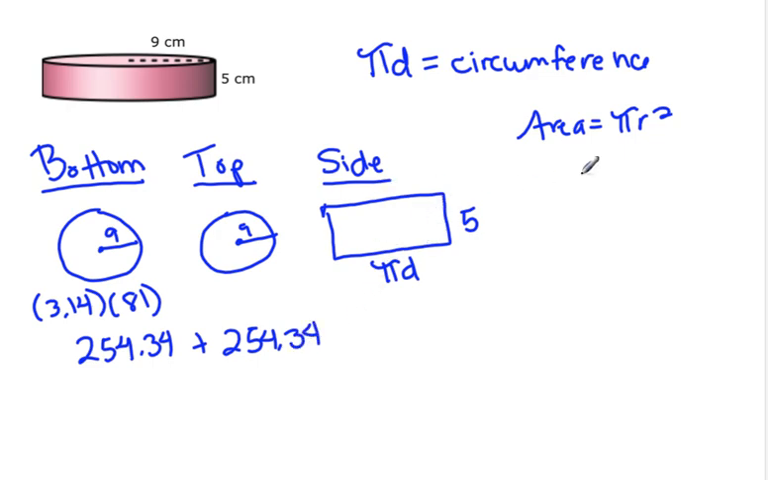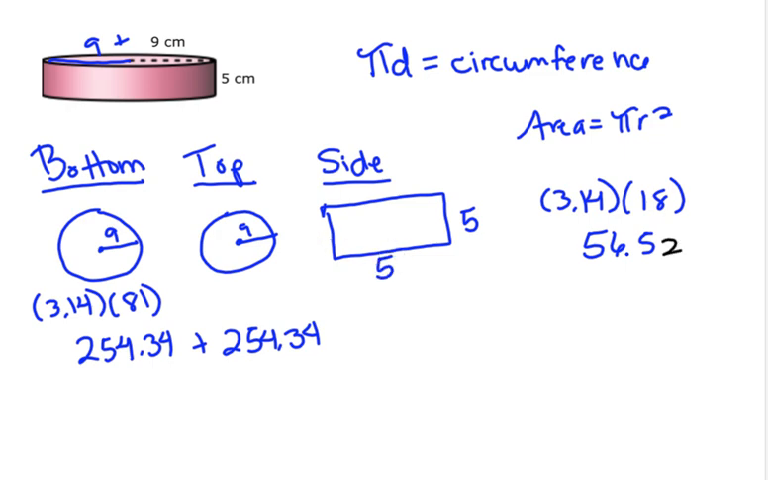And now for this one, I have to do pi d. So I have 3.14 times the diameter of the circle. So if I know the radius is halfway across, to go another halfway would be another 9, and 9 plus 9 is 18. So 3.14 times 18 is 56.52. So instead of writing pi d, now we can change this to 56.52 and find the area of this rectangle. So 56.52 times 5 is 282.6, and now we're going to add them up.